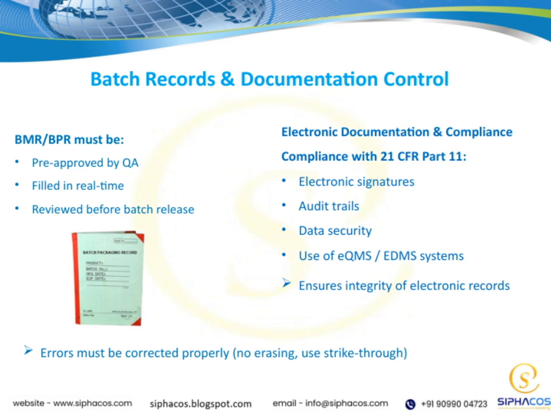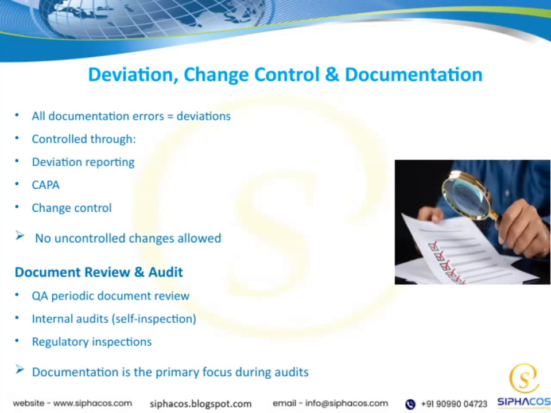Overall, these practices help us uphold integrity and traceability, which are at the heart of a robust quality system. Let's talk about deviation, change control, and documentation. All documentation errors are considered deviations, which means they need to be properly managed to maintain quality and compliance. We control these deviations through a few key processes: deviation reporting, CAPA, or corrective and preventive actions, and change control. These tools help us address issues systematically and prevent uncontrolled changes, which are not allowed in our processes.